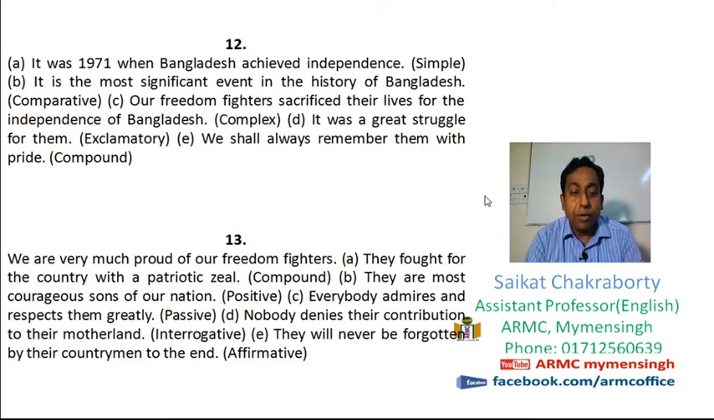They will never be forgotten by their countrymen to the end. Affirmative. To make it affirmative, we will have to change forgotten, and in place of it we will use remembered. Then we can say they will. Never will be changed into always. So we can say they will always be remembered by their countrymen to the end.